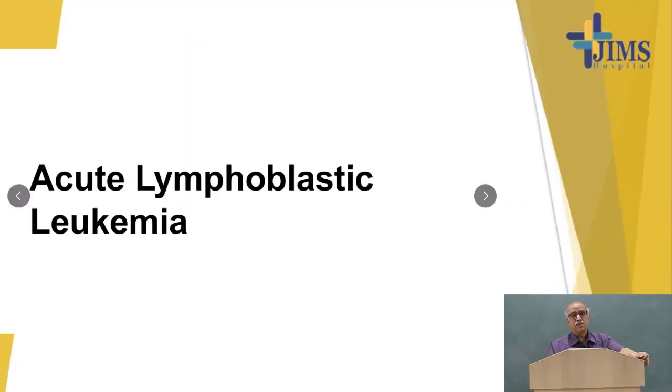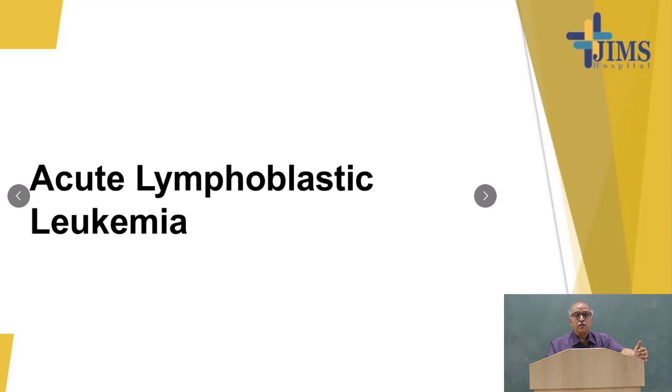Last time we discussed the continuation of acute leukemia, about acute myeloid leukemia. Acute myeloid leukemia is a leukemic manifestation of myeloid cell origin. Today our discussion will be concentrated on acute lymphatic leukemia, or acute lymphoblastic leukemia.